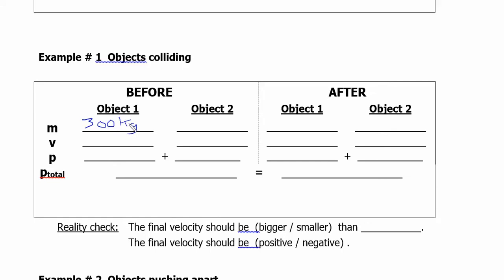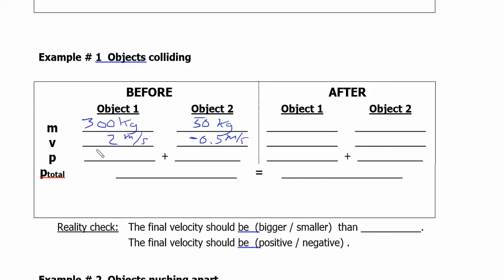And that means the other object is the tuna, which is 50 kilograms. And the shark is moving with a velocity of 2 meters per second. The tuna is moving toward it with a speed of 0.5 meters per second. But here's one thing you have to be very careful of. Because it's swimming toward it, it's going to be a negative. So they're going in opposite directions toward each other.